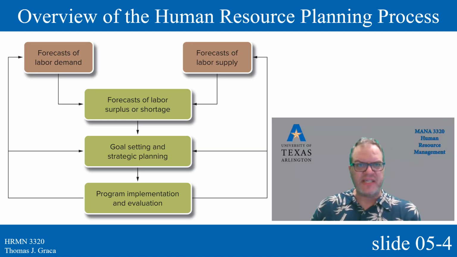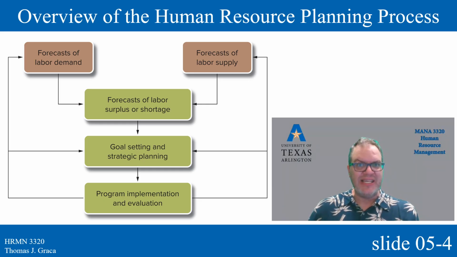This graphic, I think, gives a pretty good overview of the HR planning process. You can jump into this thing at any point because it's a cycle. Makes sense to start at the top, I think. We start with forecasts of labor demand and forecasts of labor supply. So a forecast of labor demand is an attempt to predict how much labor we're going to need, how many employees we're going to need, with what particular skills and what particular categories and at what particular time.